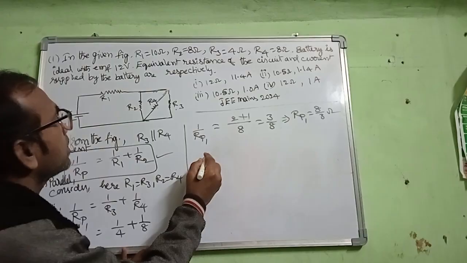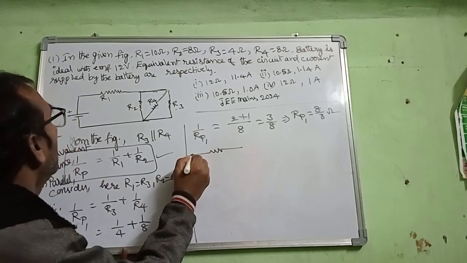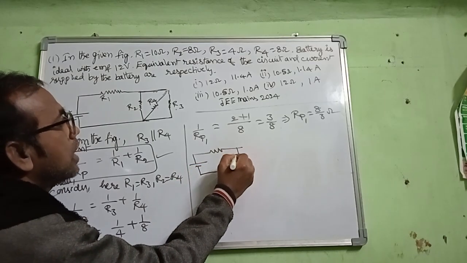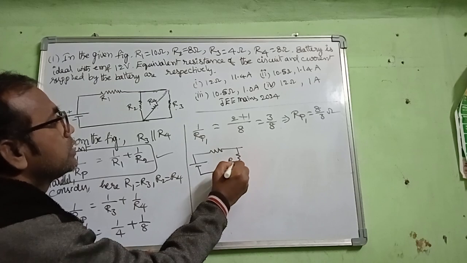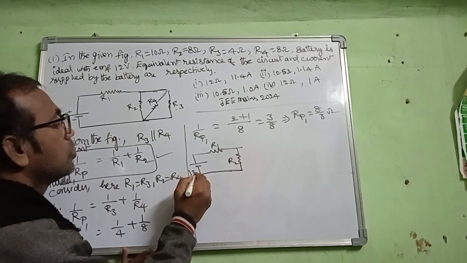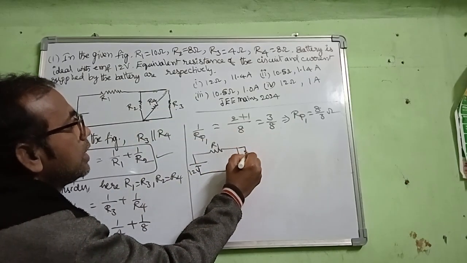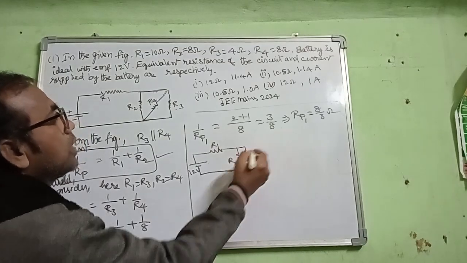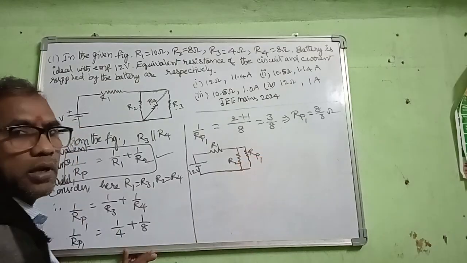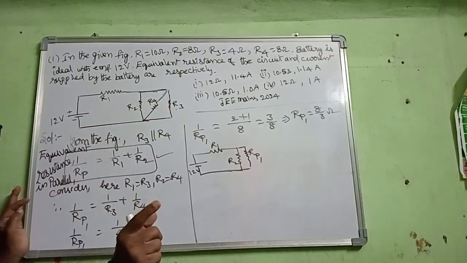Okay, now see here, now the figure becomes resistance, battery. Now this is R2, this is R2, this is R1, so this is 12 volt. Now what is the resultant? This is Rp1, the resultant of R3 and R4. See here from the figure, R3 and R4 are in parallel.